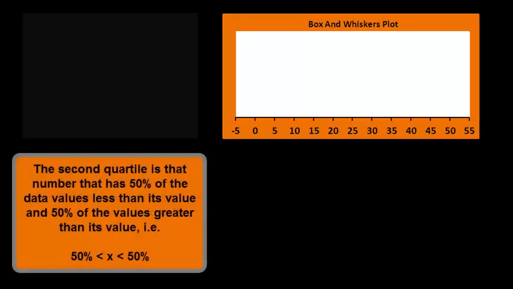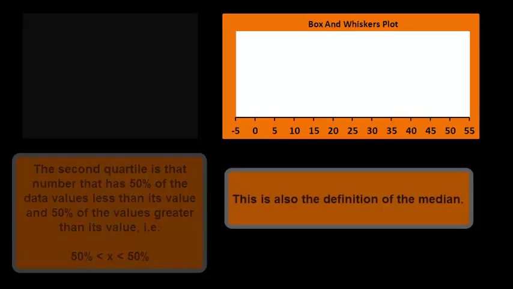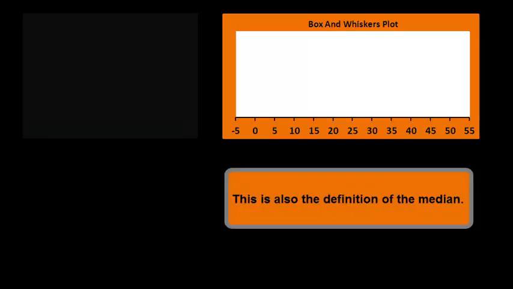The second quartile is that number that has 50% of the data values less than its value and 50% of the values greater than its value. That is, x is greater than 50% and less than 50%. This is also the definition of the median.